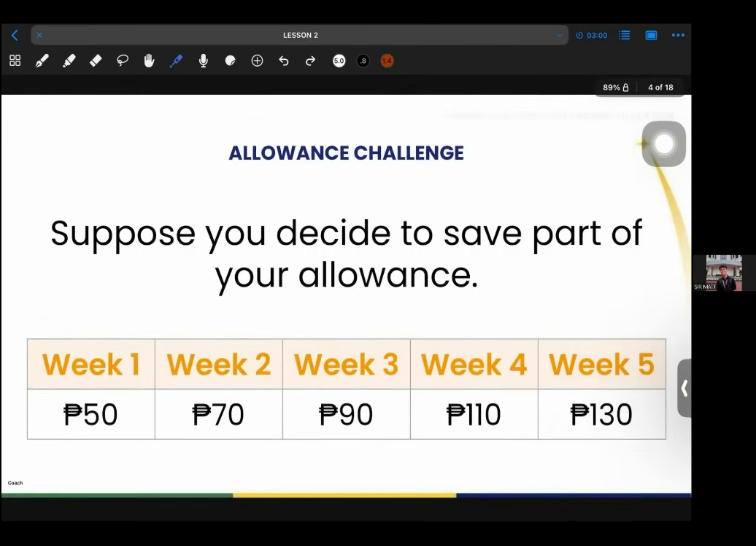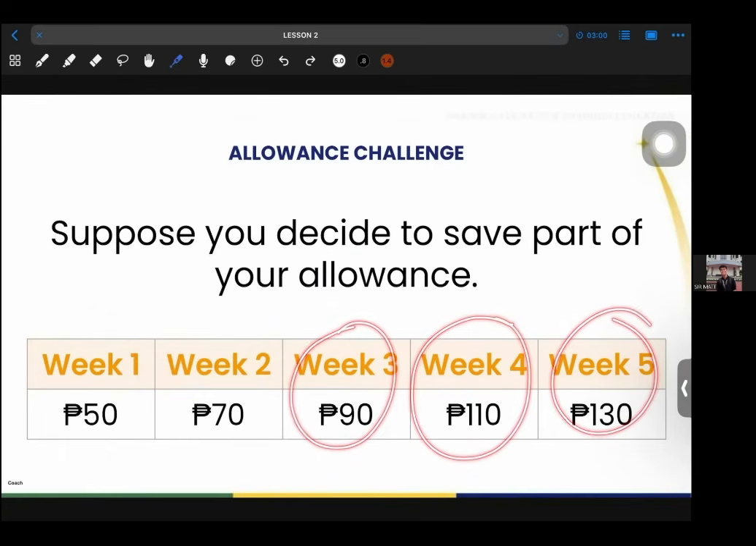Suppose you decide to save part of your allowance. So week 1, nag-save kayo ng 50 pesos. Pagdating ng week 2, you save 70 pesos. Week 3, 90 pesos. Week 4, 110 pesos. And week 5, 130 pesos.